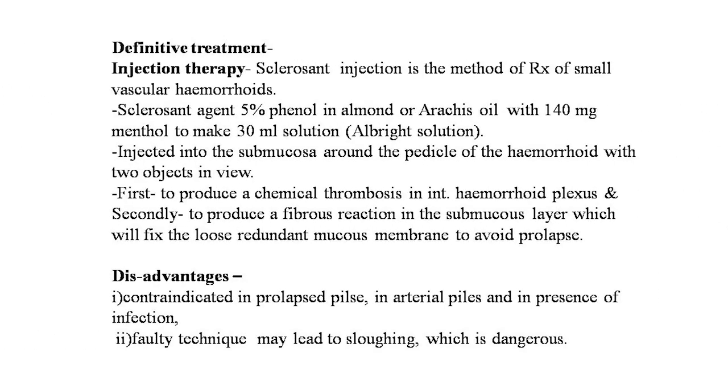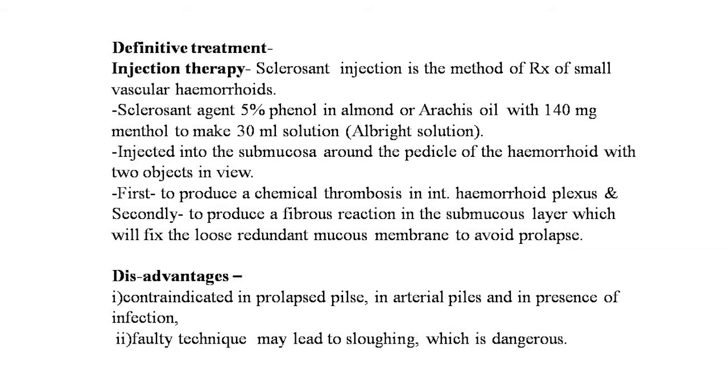Definitive treatment: the injection therapy. Sclerosing injection is the method of treatment of small vascular hemorrhoids. That is also called sclerotherapy. The sclerosing agent is 5% phenol in almond oil or arachis oil with 1/4 mg of menthol to make a 30 ml solution, also called Gabriel solution, injected into the submucosa around the pedicles of the hemorrhoids with 2 objects in view. First, to produce a chemical thrombosis in the internal hemorrhoidal plexus, and secondly, to produce a fibrous reaction in the submucous layer which will fix the loose redundant mucous membrane to avoid the prolapse.